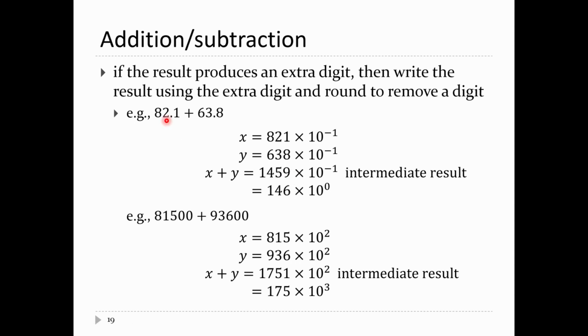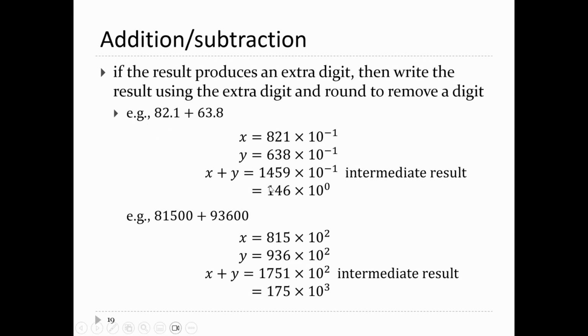So here's 82.1 and 63.8. 82.1 is 821 times 10 to the minus 1. 63.8 is 638 times 10 to the minus 1. Do the sum, and I get 1459, 4 digits, which I'm not allowed to use. I can only use 3. So I'm going to round that value to 146 times 10 to the 0. Round that to 1460, and then shift the exponent 1 position, to get 146 times 10 to the 0.